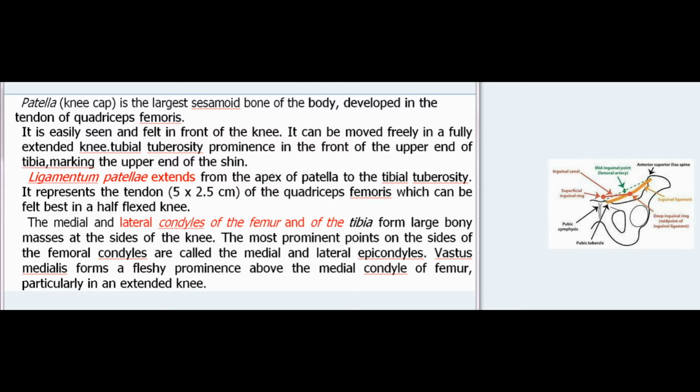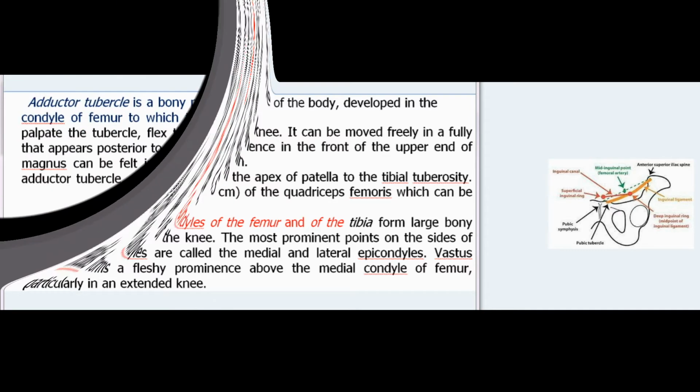The medial and lateral condyles of the femur and of the tibia form large bony masses at the sides of the knee. The most prominent points on the sides of the femoral condyles are called the medial and lateral epicondyles. Vastus medialis forms a fleshy prominence above the medial condyle of the femur, particularly in an extended knee.